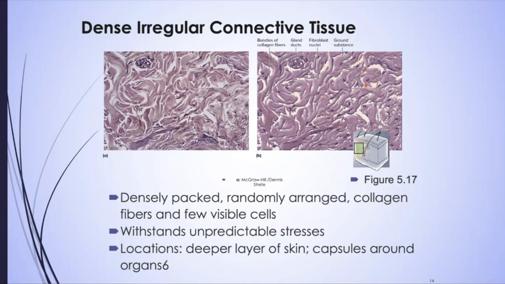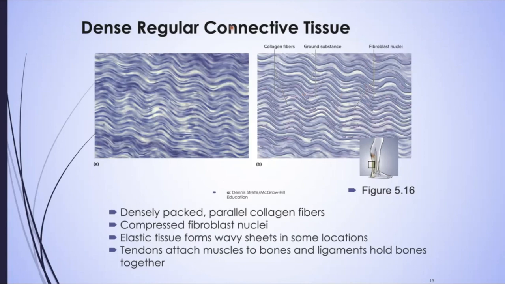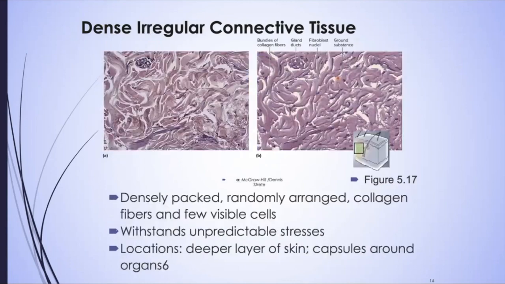So just like the dense regular connective tissue, there is less of the ground substance and more of the fibers. See, less of the ground substance, definitely more of the fibers.